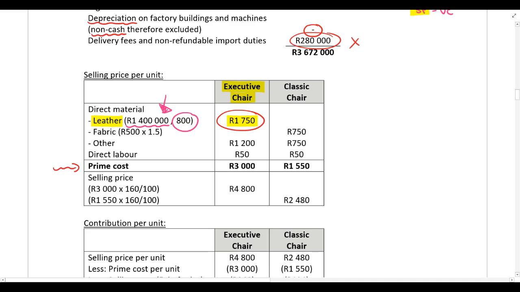We addressed that previously. But another mistake is, this is the cost per square meter. That is not the cost per unit. You are dividing by 800 square meters. It gives you the cost per square meter. But we know that in order to make one chair, they need 2 meters of leather per unit. So you actually need to multiply that by 2 in order to get the correct unit cost.